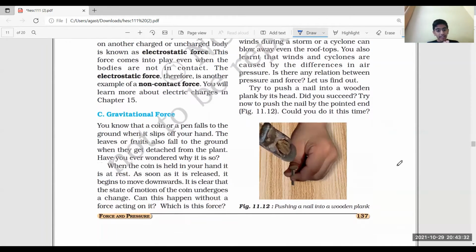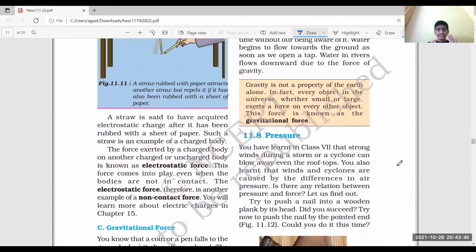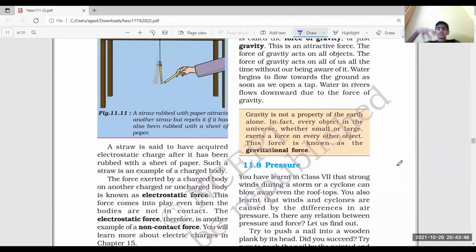Okay, in gravitational force, now this is a force, many people, I guess, wherever we hear gravity, we think of a film on gravity. But what is gravity now? It is something which brings the object downwards.